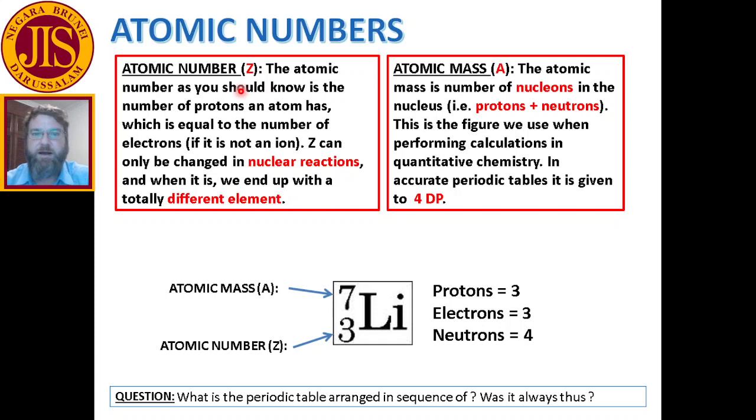The mass number is given the symbol A, and that's the sum of the nucleons. Remember, the nucleons are the things in the nucleus. That's the protons and the neutrons.